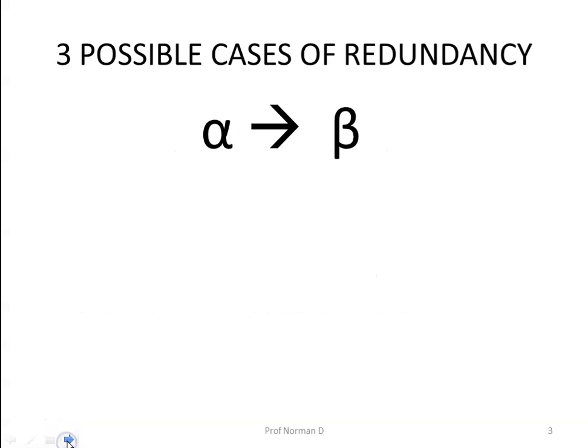Basically, we have three cases of redundancy. Considering an FD alpha determines beta, we have three cases. Case 1: looking at this FD, we have the left hand side and the right hand side. The redundant element can be on the right hand side. If it is on the right hand side, then you eliminate it.